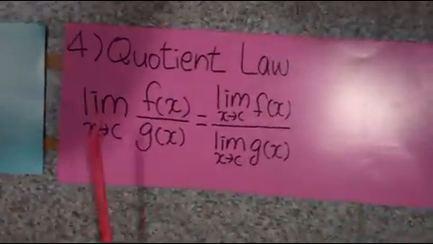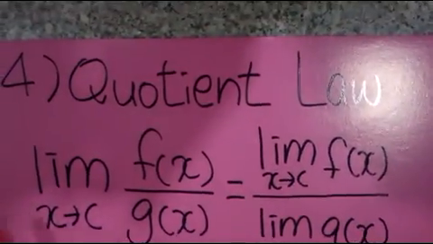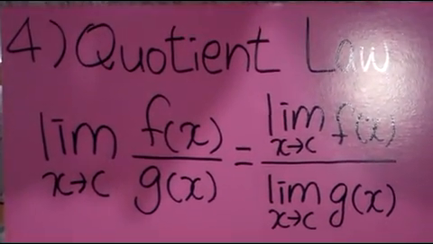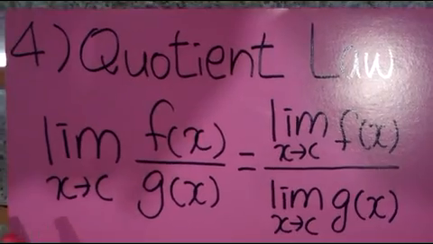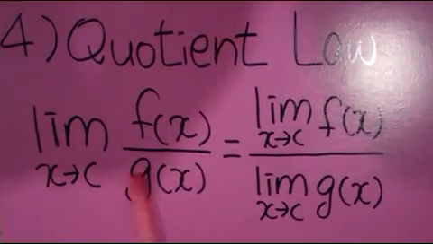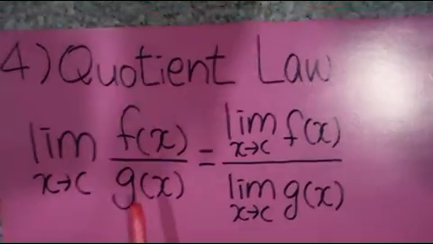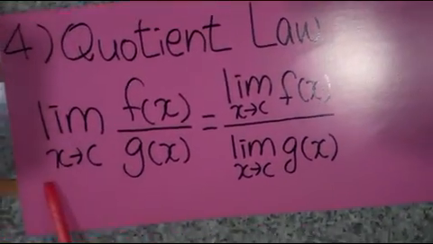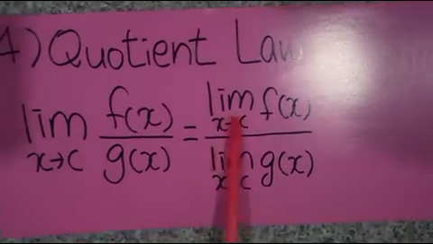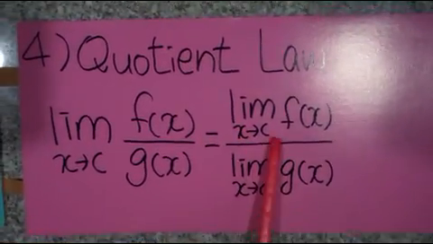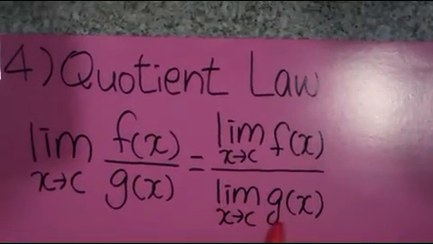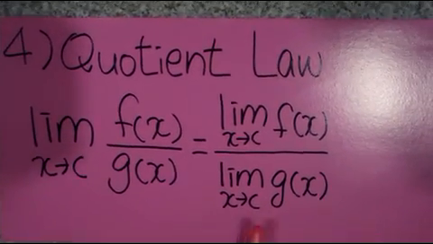Last but not least is the quotient law. This is the law that most of the students have trouble understanding. If the limit of g(x) is not 0, the limit of f(x) over g(x) as x approaches c equals the limit of f(x) as x approaches c over the limit of g(x) as x approaches c.